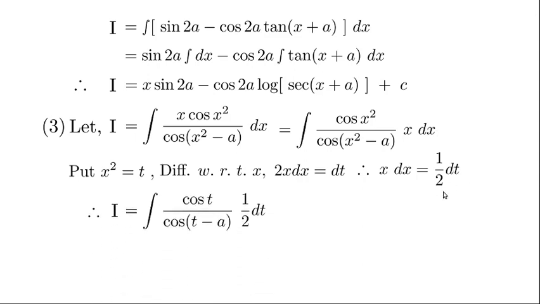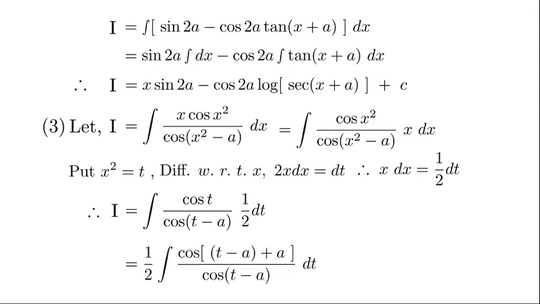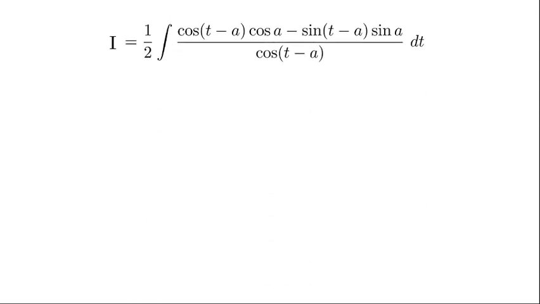Therefore the problem is replaced in terms of t, it gives you integration of cos t upon cos(t − a) times half dt. Half goes out, and also along with that we adjust the numerator angle in terms of the denominator angle, that is add and subtract a, and expand using the cos(A + B) formula in the numerator, so that gives you half cos(t − a) cos a − sin(t − a) sin a upon cos(t − a) dt. Now separately divide, and here cos(t − a) cancels, and here it becomes tan(t − a).